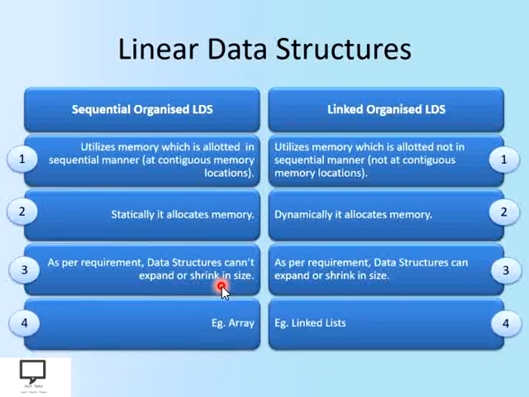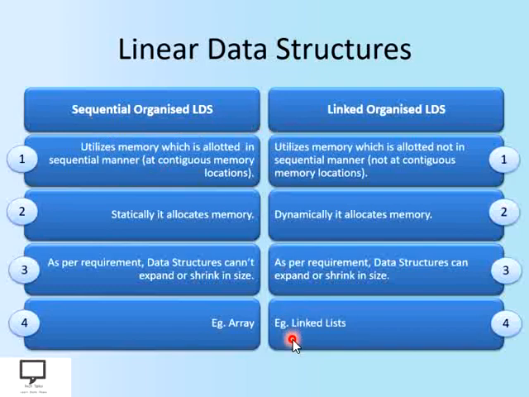Now let's move to the next point, which is the example. The well-known example of a linear data structure in a sequential organized manner is the array. The array can be of type integer, character, or structure. An array allocates memory statically, and as it allocates memory statically, it allocates memory continuously or sequentially, and that's why it goes under sequential organized linear data structure.